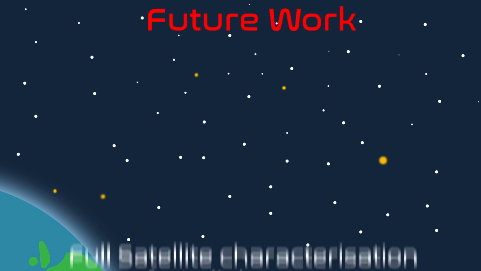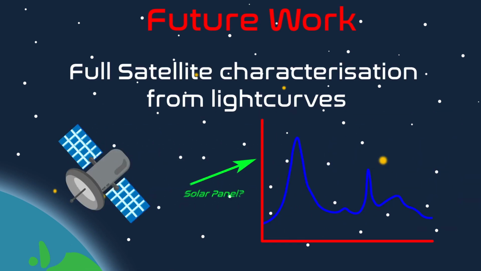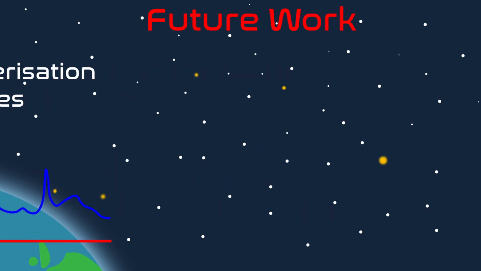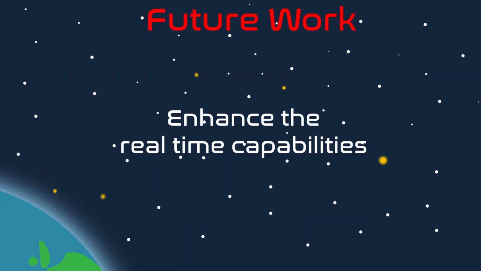Future work for the Space Optical Fence System includes full satellite characterizations by correlating features of light curves to satellite-specific physical features, and improving automation by enhancing the system's real-time capabilities.